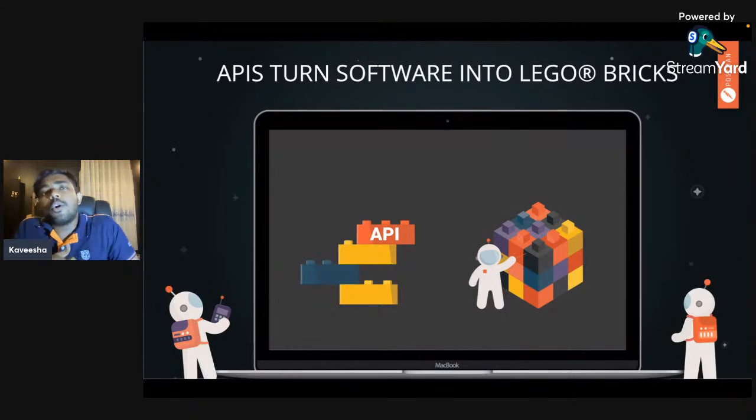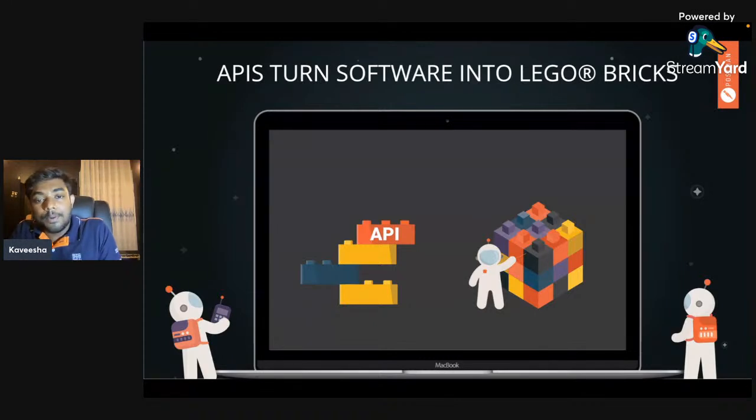So, have you guys used Lego bricks? Lego to build some buildings and then cars. Have you guys tried? I hope you guys tried. So APIs are most like Lego bricks, right? Using so many Lego bricks, we can build an end product. Maybe it can be a car, maybe a building, maybe a doll.